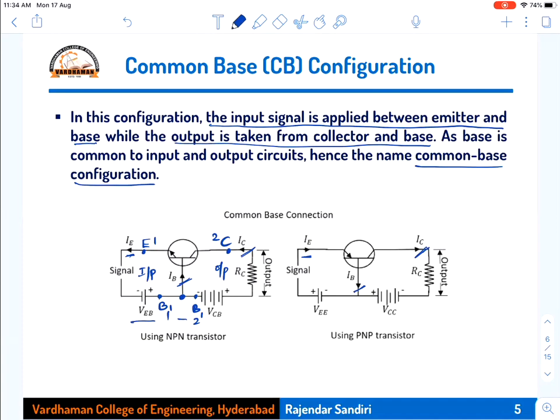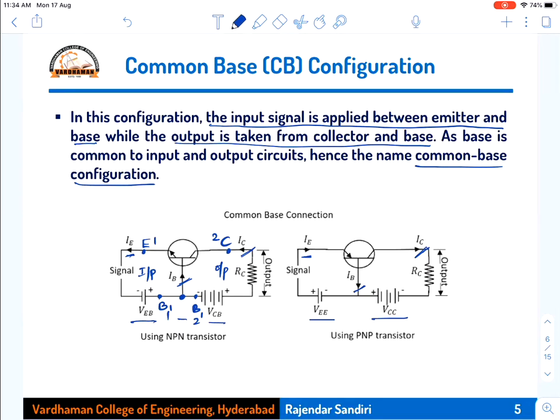Polarities: if you see VEB, here it is plus minus, here it is minus plus. Battery polarities are reversed and current directions are opposite. In the symbol, if the emitter current arrow is outside, it is NPN; if the arrow is inside, it is PNP. So once you know how to draw one transistor, the other transistor circuit diagram will be simple. Just the directions and polarities are to be opposite, and NPN regions are replaced with PNP regions.